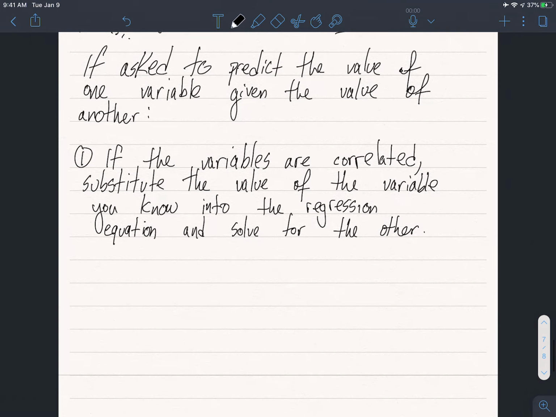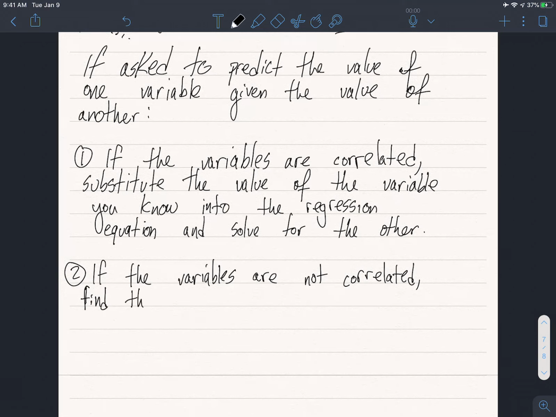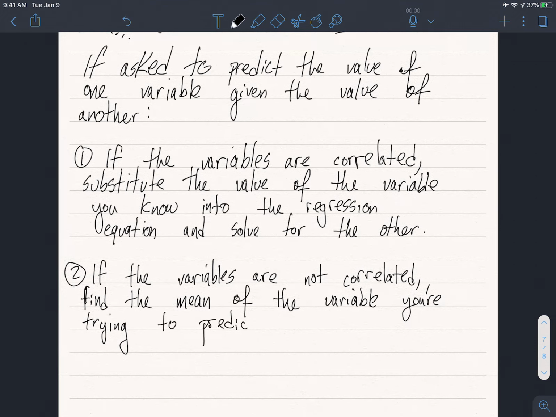If they're not correlated though, if the variables are not correlated, find the mean of the variable you're trying to predict. And that's it.